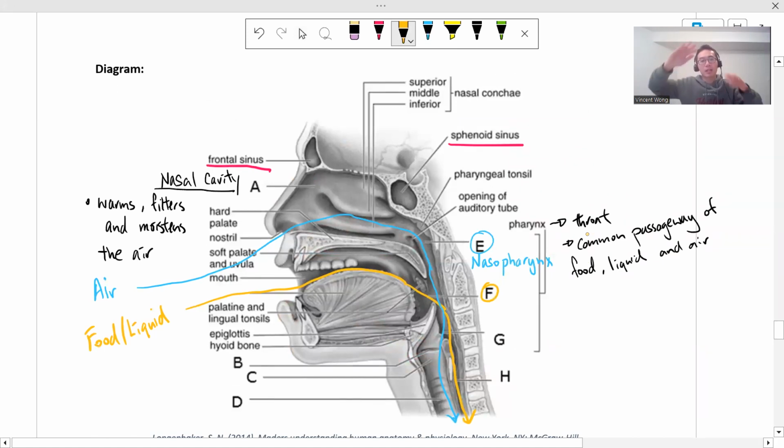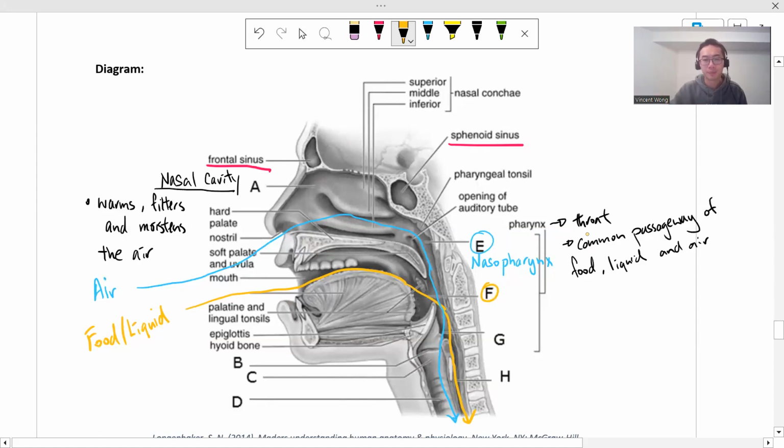The folding maximizes the surface area, so the air can pass through more surfaces, and you have more efficiency in moistening and warming it. So they're literally just folds.